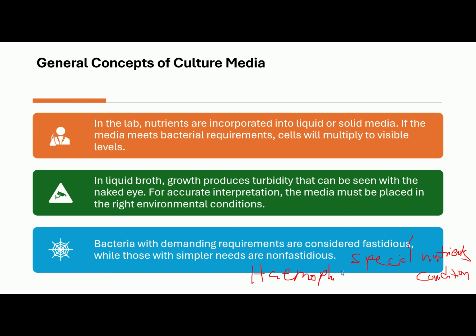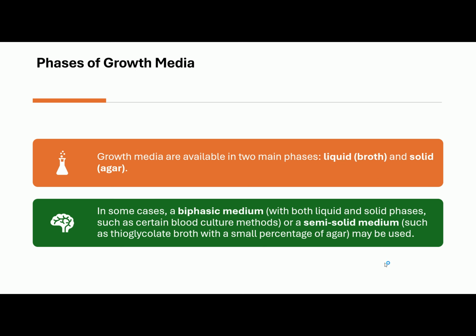Haemophilus influenzae is the most common example of a fastidious bacteria. Now, what are the phases of growth media? Growth media are available in two main phases, the liquid and the solid media. The liquid media is known as your broth. Please take note of that, broth ang tawag sa kanya, while the solid media are known as your agar.